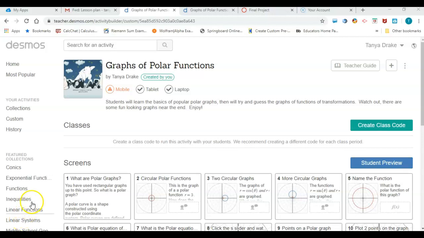Good afternoon. This is my final project on graphs of polar functions. I created this on the teacher Desmos page, and I'm going to go in with the student preview so that you can see what I would like a student to do.